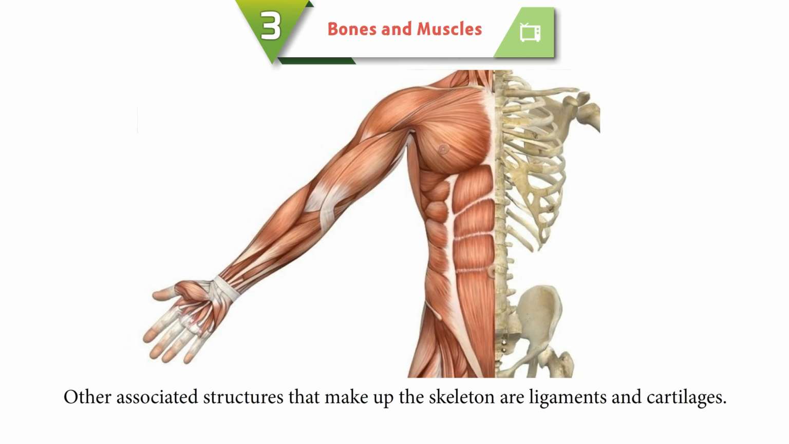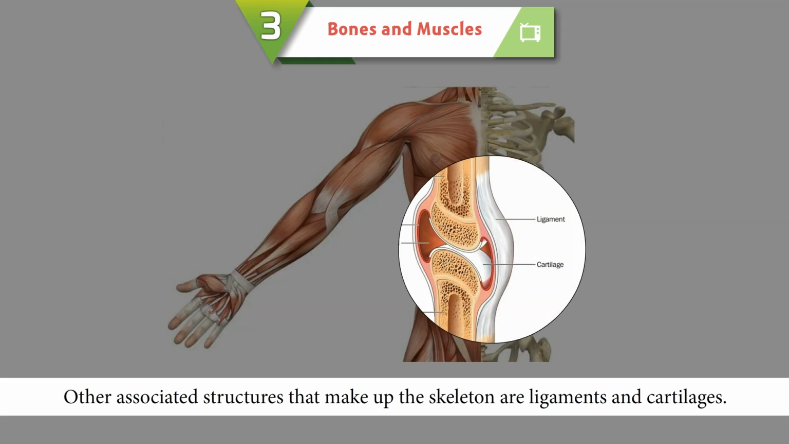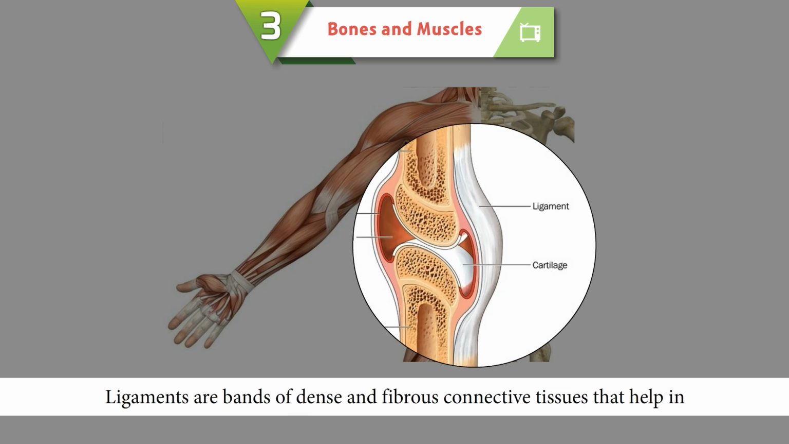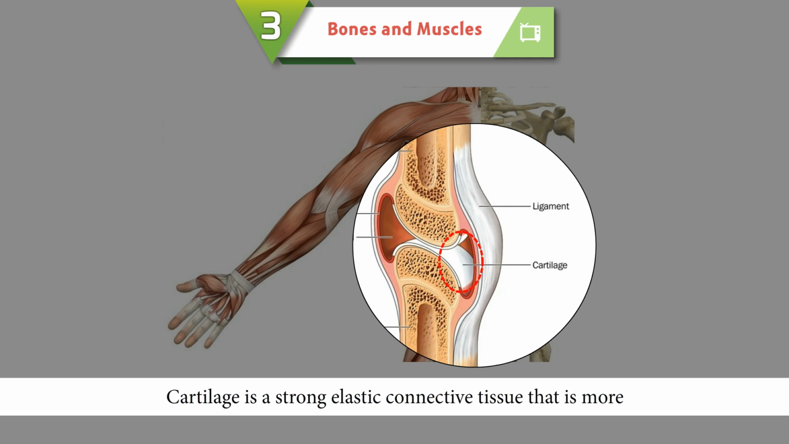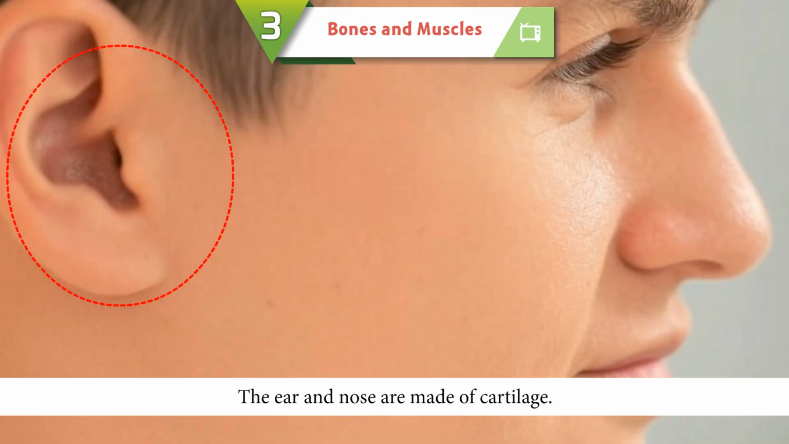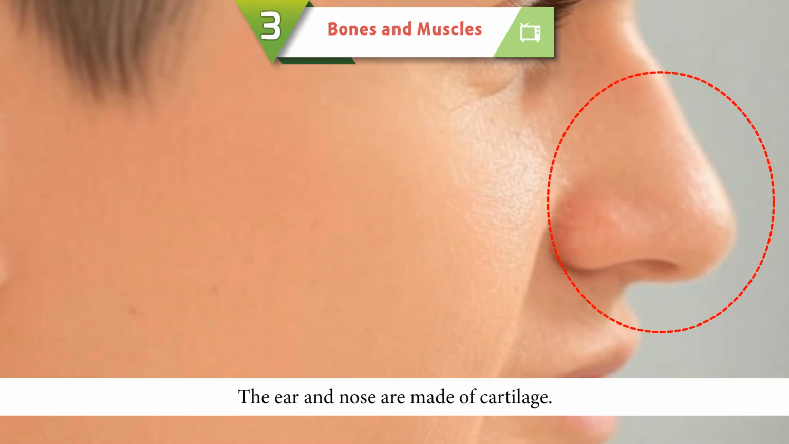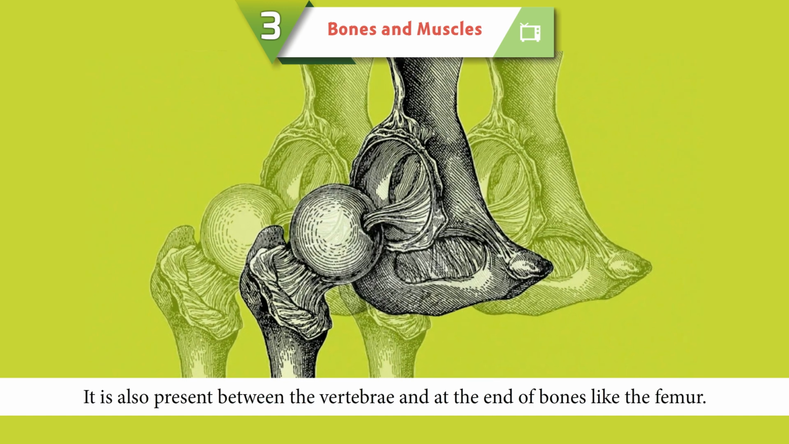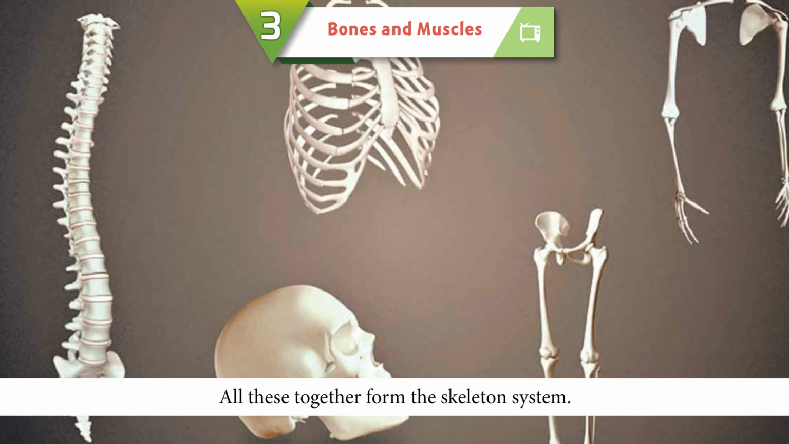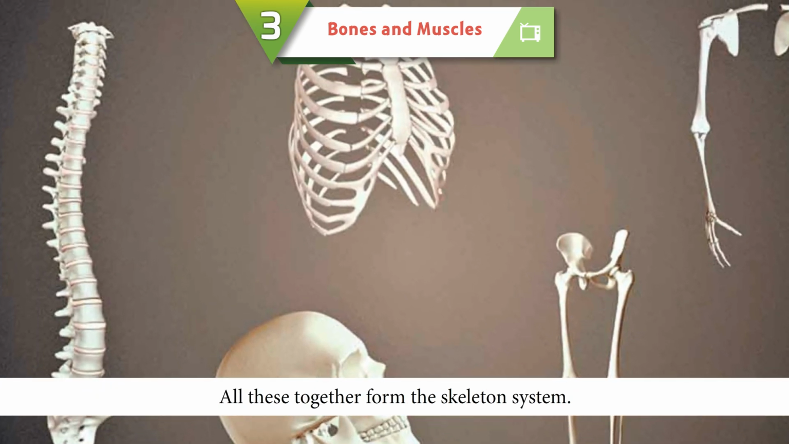Other associated structures that make up the skeleton are ligaments and cartilages. Ligaments are bands of dense and fibrous connective tissues that help in the functioning of the joints by holding the bones together. Cartilage is a strong elastic connective tissue that is more flexible than bones but stiffer than muscles. The ear and nose are made of cartilage. It is also present between the vertebrae and at the end of bones like the femur. All these together form the skeletal system.